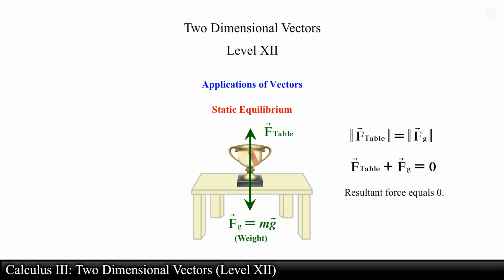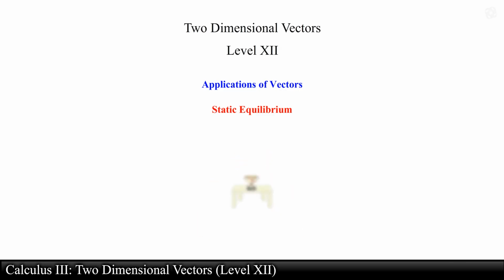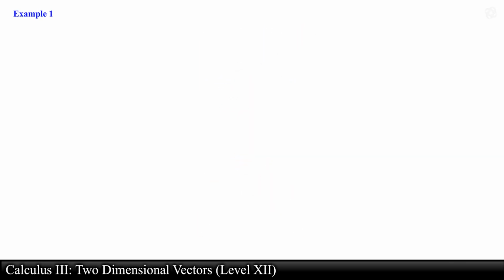When an object is in a state of static equilibrium, the sum of the forces acting on the object must be equal to 0. In other words, the resultant force equals 0. These types of problems are solved more extensively and in greater detail in a typical physics course. For this multivariable calculus course, we will go over 3 basic examples.